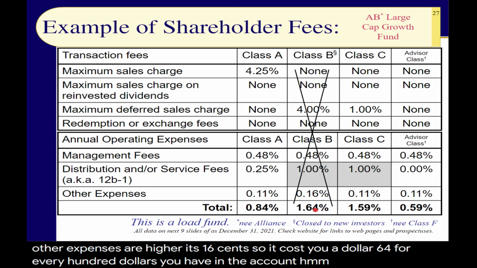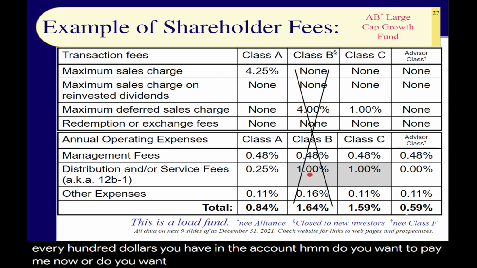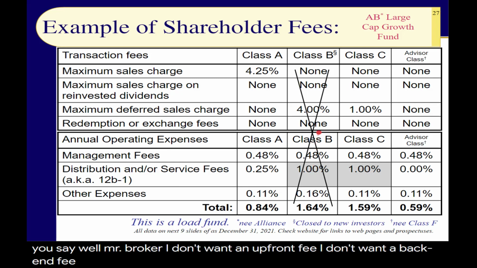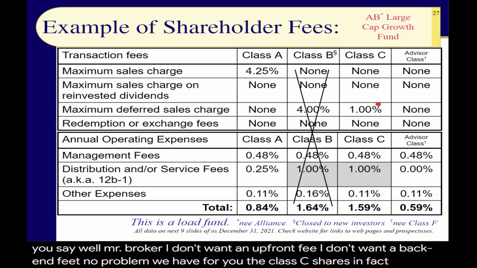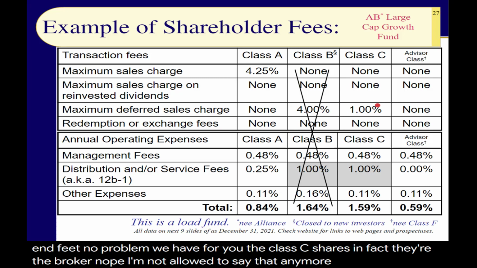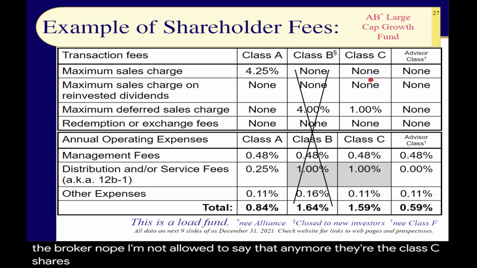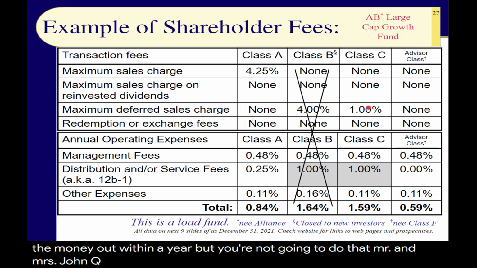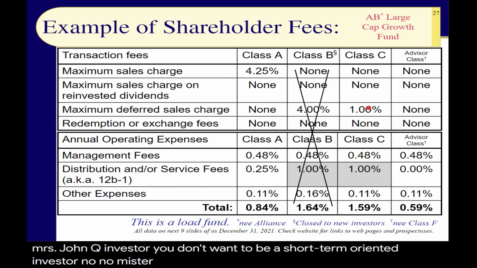Do you want to pay me now, or do you want to pay me later? Well, you go to your broker and you say, well, Mr. Broker, I don't want an upfront fee. I don't want a back-end fee. No problem. We have for you the Class C shares. In fact, they're the broker. Nope, I'm not allowed to say that anymore. They're the Class C shares. No upfront fee. Well, we're going to charge you 1% if you take the money out within a year. But you're not going to do that, Mr. and Mrs. John Q. Investor. You don't want to be a short-term oriented investor. No, Mr. Broker. We're in for the long term. So you're never going to pay that 1%.